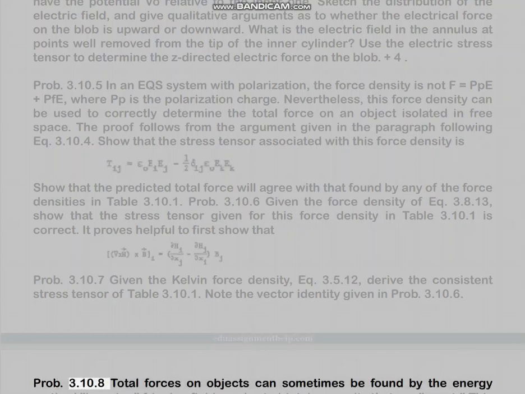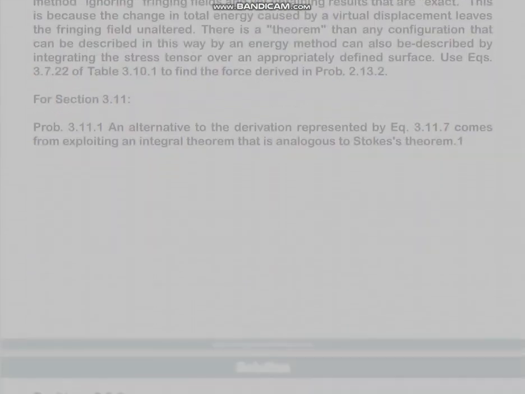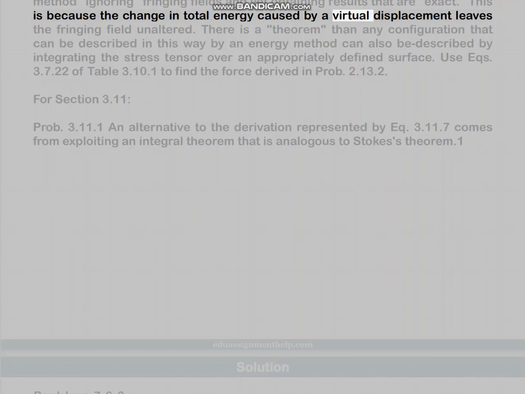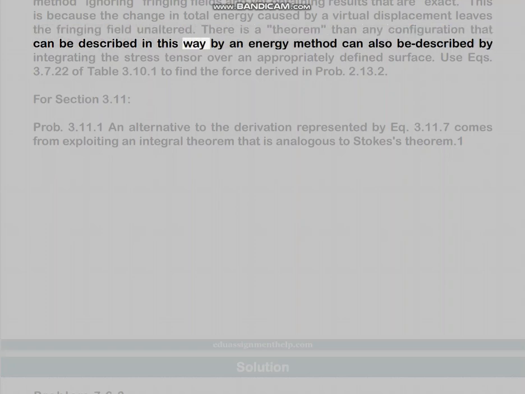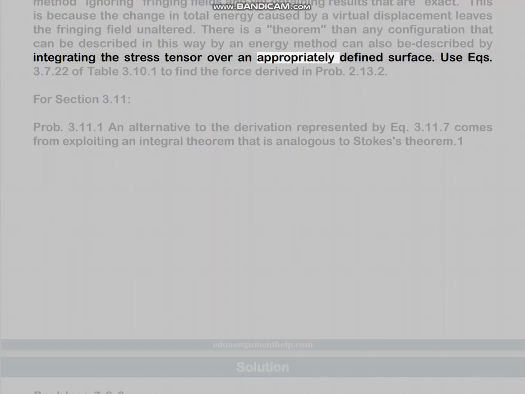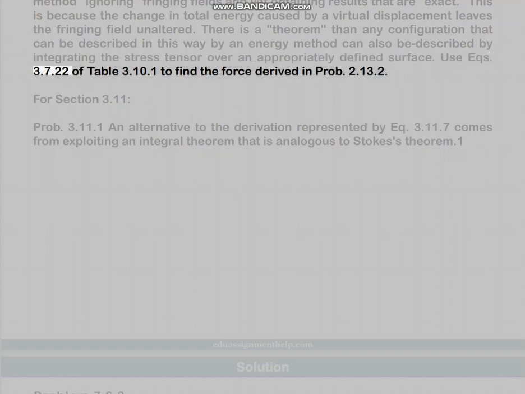Prob. 3.10.8: Total forces on objects can sometimes be found by the energy method ignoring fringing fields and yet obtaining results that are exact. This is because the change in total energy caused by a virtual displacement leaves the fringing field unaltered. There is a theorem that any configuration that can be described in this way by an energy method can also be described by integrating the stress tensor over an appropriately defined surface. Use Eq. 3.10.7 of Table 3.10.1 to find the force derived in Prob. 2.13.2.